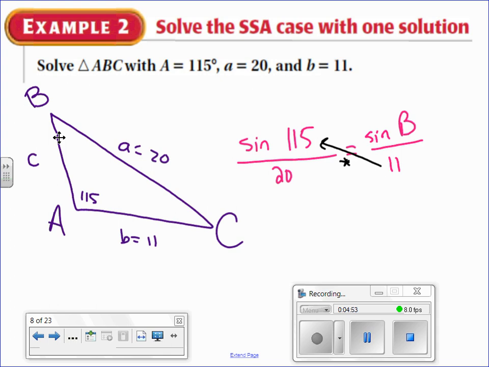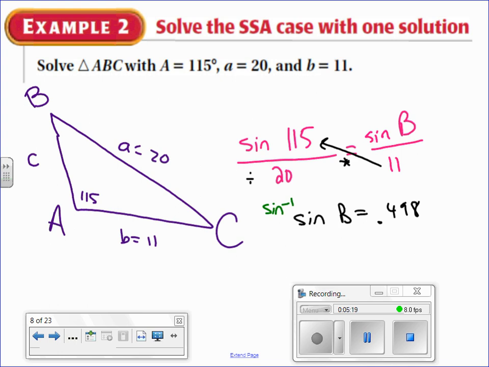11 multiplied by sine 115. And then you'll divide that 9.96 by 20. Click enter. At this point, you should be seeing a number between 0 and 1. I'm seeing 0.498. That's what sine b equals. We still have an additional step to perform. Anybody can guess what our additional step is? Very good. Kylie's a scholar.